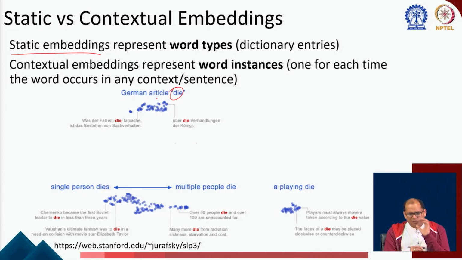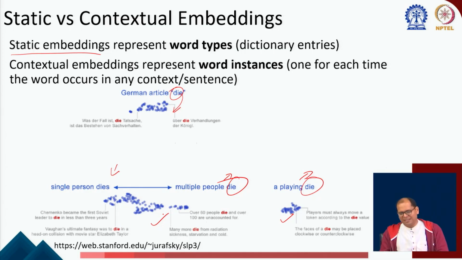But what we mean by contextual embedding is that depending on the context, you want a different representation for the word. The word die can be a German word. Even in English, you may have a single person dies, multiple people die, a playing die. These would have very different contexts and they should not have a similar representation. But they would have a similar representation if you are using a static word embedding. You can only represent one, or an average of multiple senses.